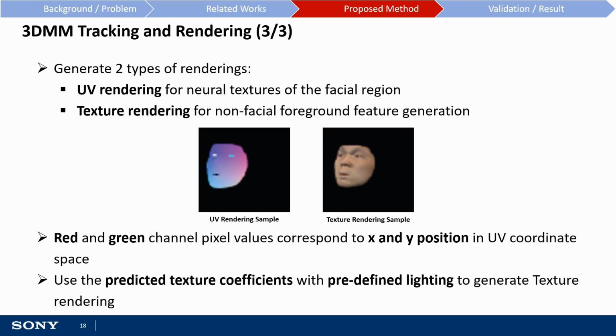Further, two types of renderings are generated. First, a UV rendering with UV coordinate vertex colors for neural textures of the facial region. And second, texture rendering with predicted texture for non-facial foreground feature generation. To generate UV rendering, they use UV coordinate vertex colors, where red and green channel pixel values correspond to X and Y position in the UV coordinate space. To generate texture rendering, they utilize the predicted texture coefficients and render it with predefined fixed lighting in order to accentuate facial expression changes.